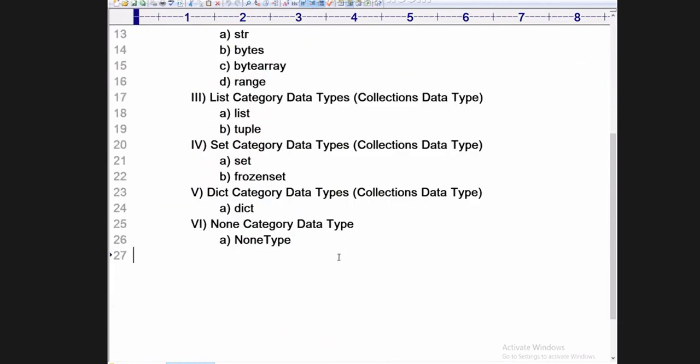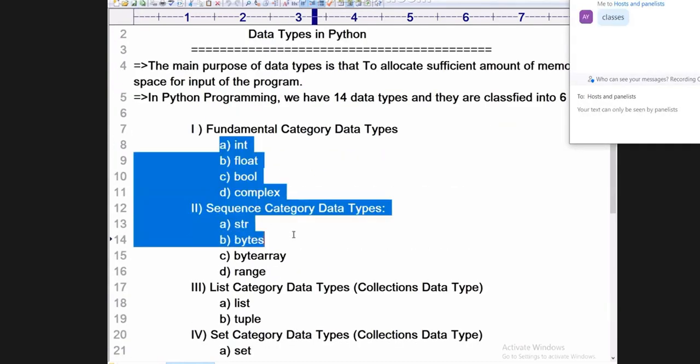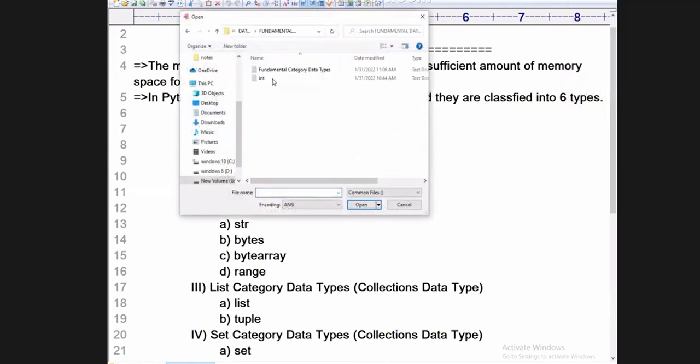Excellent, very good. Classes, very nice, super. All the data types in Python are called classes. And in the last session, we started fundamental data types.